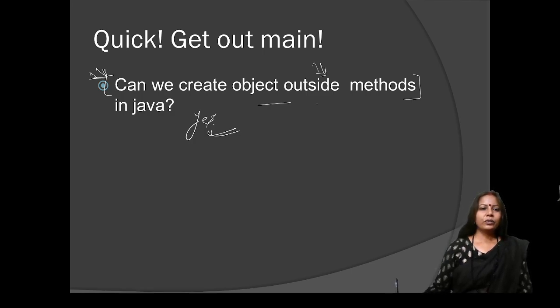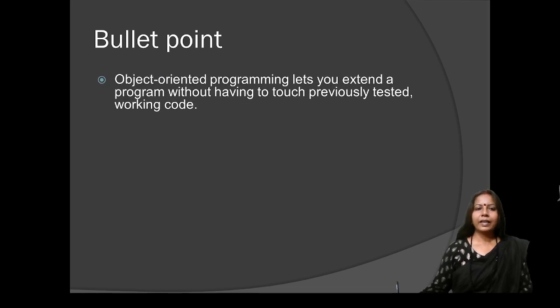Okay. So till now, the bullet points are what? The first: object-oriented programming language lets you extend a program without having to touch previously tested working code. As I discussed in my previous video, we can extend our program without having to touch previous tested working code. We can also add class according to our requirement. We can also add method according to our requirement.